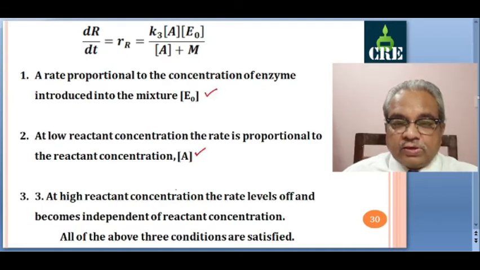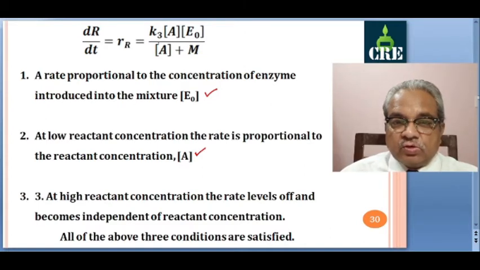At high concentration, the rate levels off. At high concentration, M will be negligible, so the concentration of A terms cancel out, or you can say it levels off, and you get the rate law: rate is equal to simply K3 E0, independent of concentration of A at high concentrations.